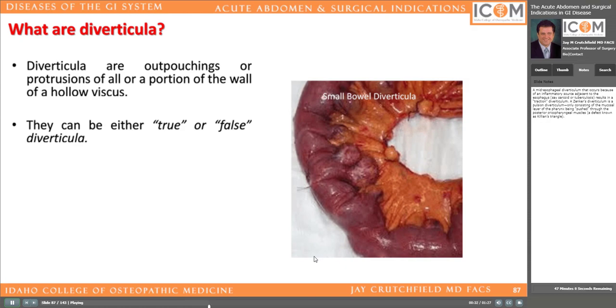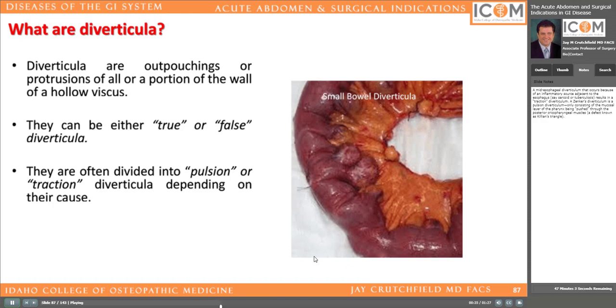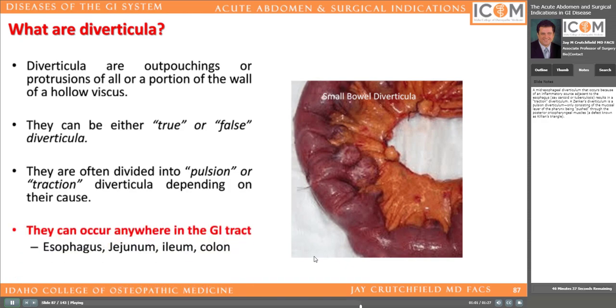They're often divided into pulsion or traction diverticuli, depending on the cause. Traction diverticuli are a result of these outpouchings which occur adjacent to a site of inflammatory disease. For example, a mid-esophageal diverticulum can be the result of being pulled towards a site of inflammation in the chest, such as sarcoid or TB. And they can occur anywhere in the GI tract, the esophagus, the jejunum, the ileum, or the colon.